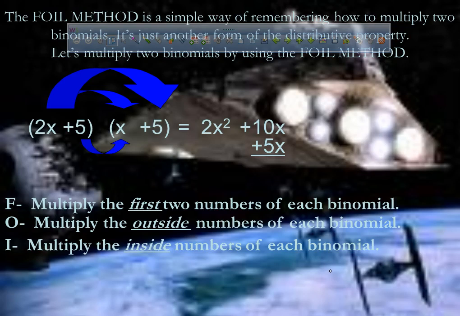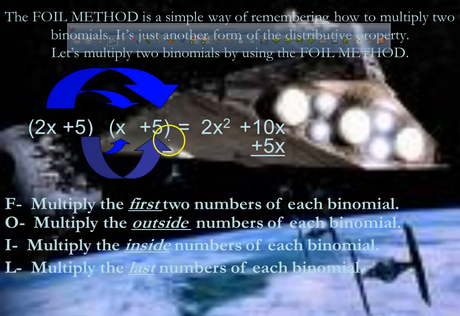Alright, so now, what do you think my last product's going to be? What are the last things I'm going to multiply? We did 2x times x. We did 2x times 5. We did 5 times x. What do you think the last numbers are going to be? The last, which is 5 times 5, which is? That's right. You cannot escape your destiny.